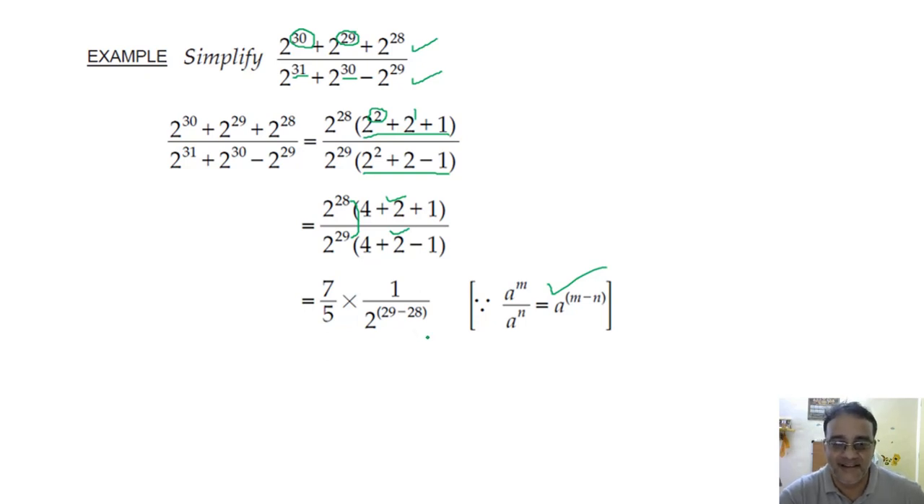2 to the power 1. ये तो 2 to the power 1 हो जाएगा. What is into 7 by 5 अगर करेंगे तो 7 by 5 into 1 upon 2. 7 by 10. Right, 7 by 10 is the final answer. Any doubt in this question? This is a very good question. No, sir. Okay.